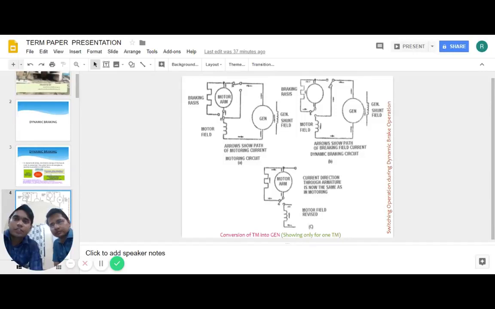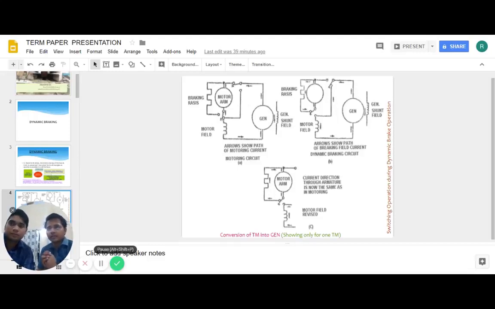This is a circuit which explains the working of dynamic braking. In this circuit, we can see that the traction motor acts as a generator and the generator acts as an exciter, and the power of the motor is dissipated through the grid and also drives the blower.